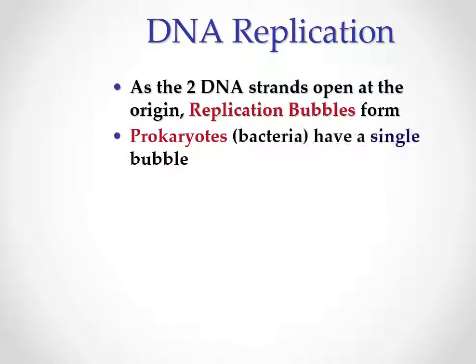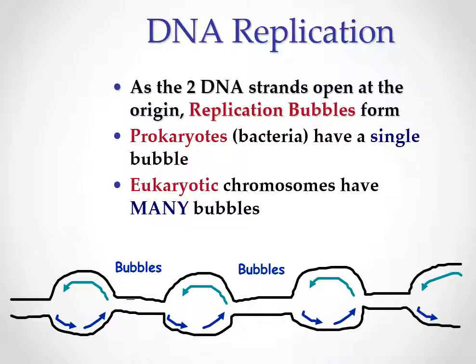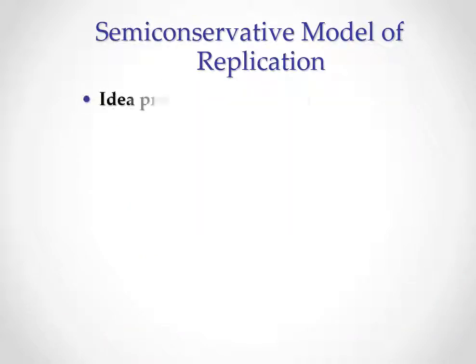So when we look again, we have 2 DNA strands that open at the origin. We call them replication bubbles. Bacteria only have a single bubble. Eukaryotic cells can have many bubbles. So you can have many parts or many sequences that you are replicating at once.